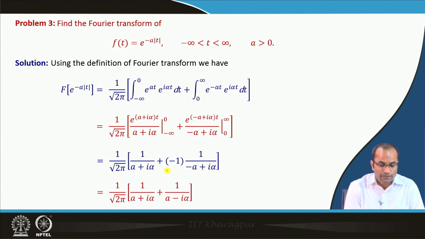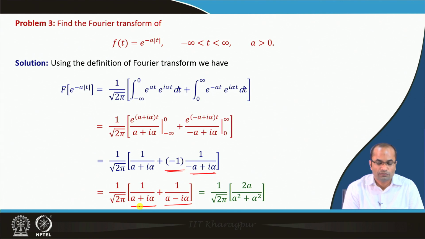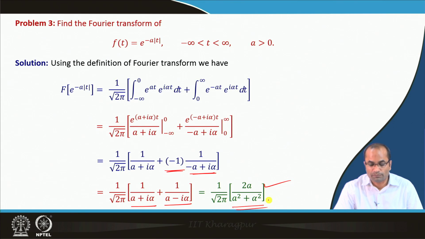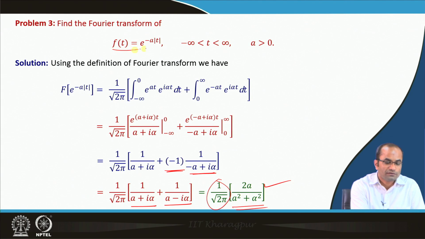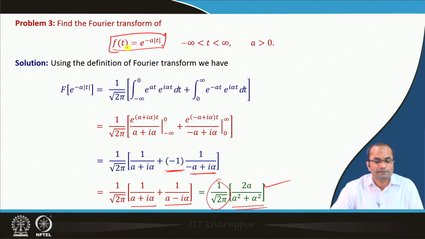So, finally when we incorporate this, we have 1 over a minus i alpha and 1 over a plus i alpha, which can be written as 2a over a squared plus alpha squared, and there will be a factor 1 over square root 2 pi. So, that is the Fourier transform of the exponential function e^(-a|t|).